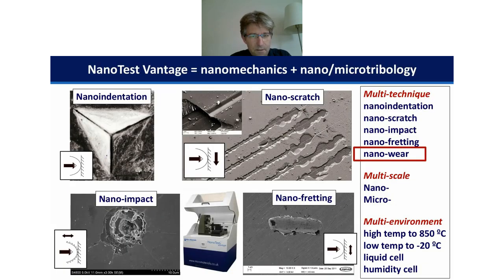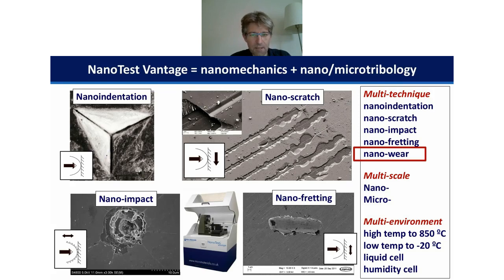For those that aren't aware, the NanoTest Vantage is essentially a multifunctional nanomechanical and nanotribological test platform, where we have a combination of test techniques available. We can do nano indentation, nano scratch, nano impact, and nano fretting. We can do those at a couple of different length scales: the nanoscale, right down to micronewton indents, or equally up at the microscale, right up to 30 newtons. So it covers a huge force range, and we can do tests in a range of different environments: at very high temperatures, at very low temperatures, and in a range of different humidities or fully immersed.